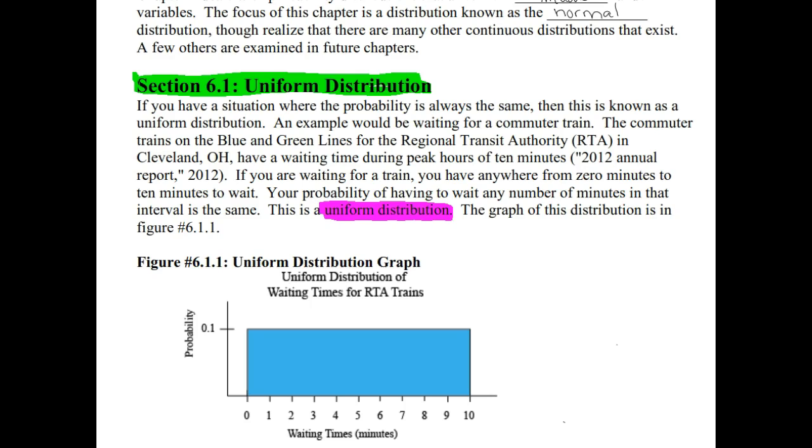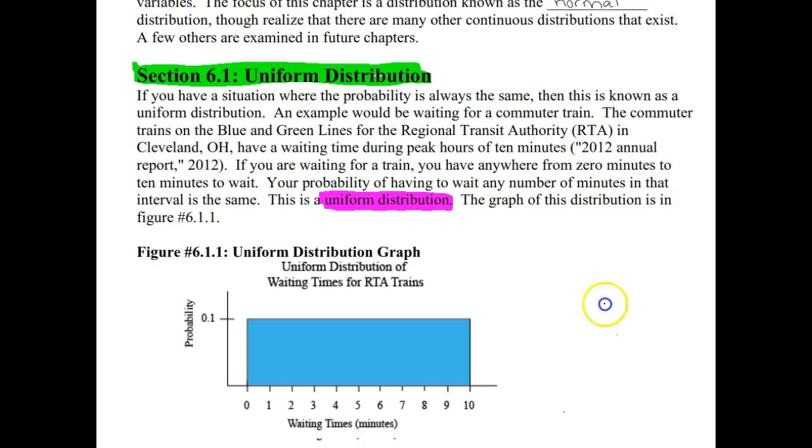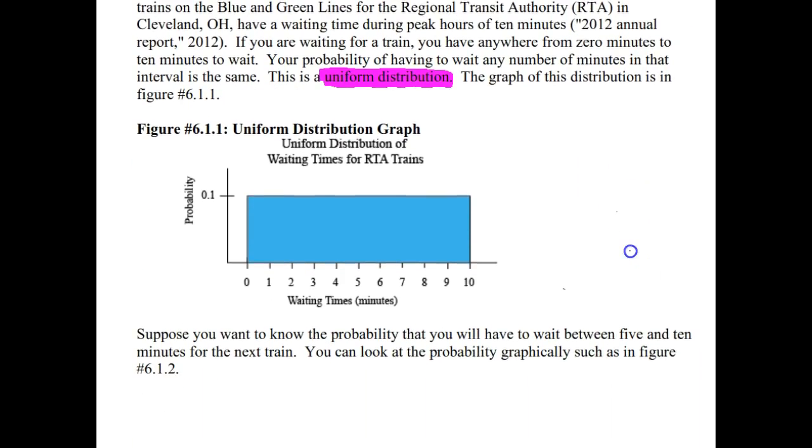The commuter trains on the blue and green lines for the Regional Transit Authority in Cleveland, Ohio, have a waiting time during peak hours of 10 minutes. So if you're waiting for a train, you have anywhere from 0 minutes to 10 minutes to wait, and we're going to assume that that has a uniform distribution over that interval of times. The graph of that is given here in figure 6.1.1.